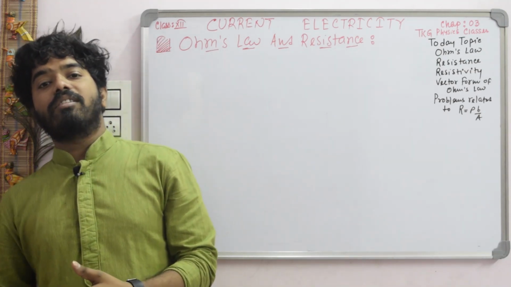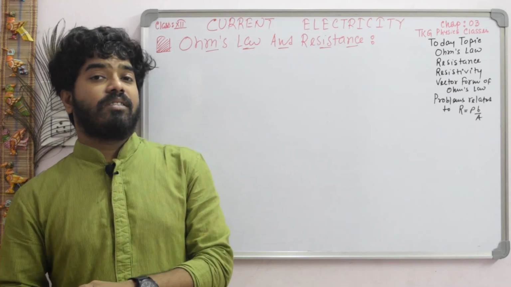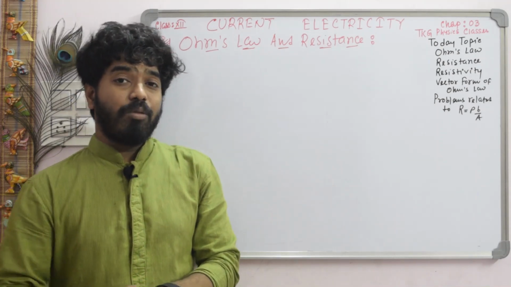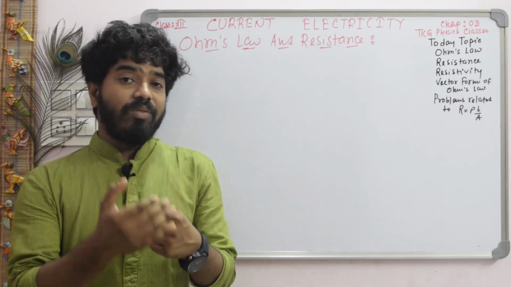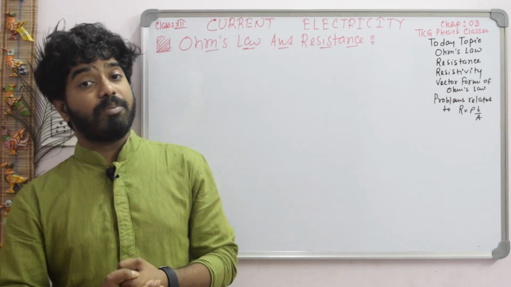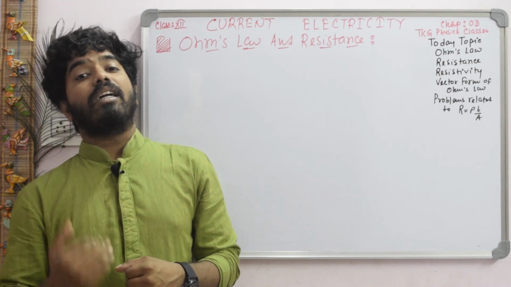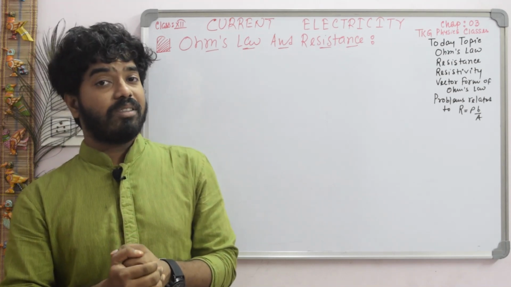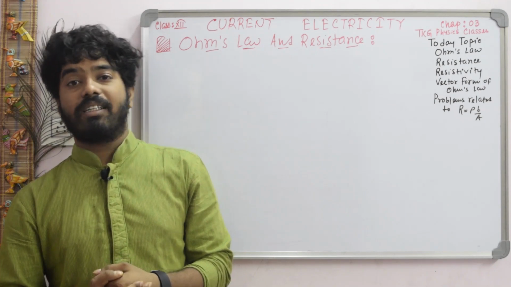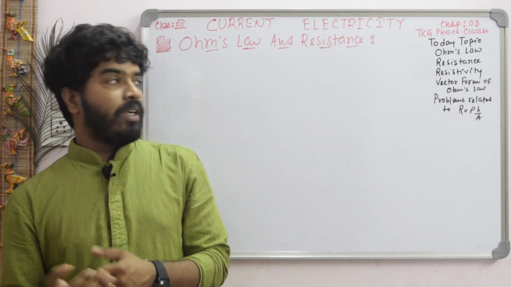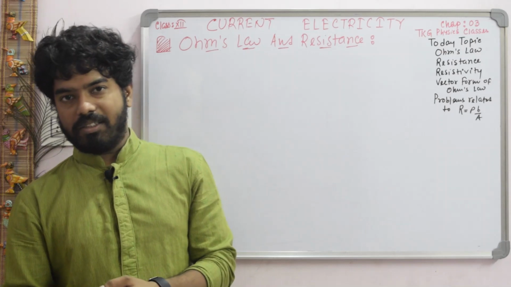So before starting this class, just recall the previous class, because this is the best way of connecting all of you with this class. In the previous class we derived drift velocity, then we found the relation between drift velocity and current, and the relation between drift velocity and current density. Okay, so let's begin the class.